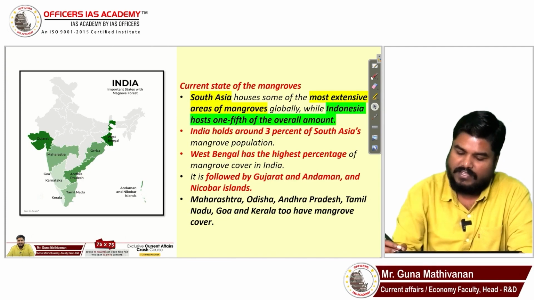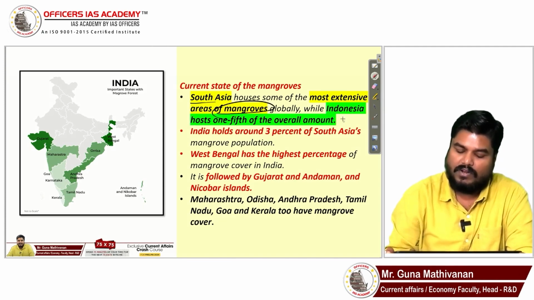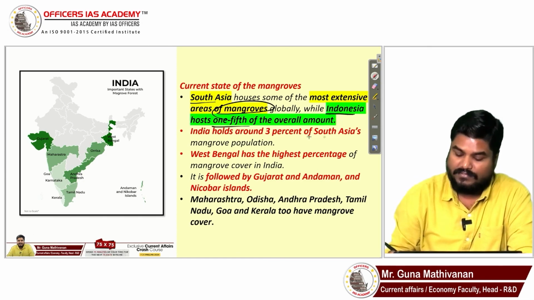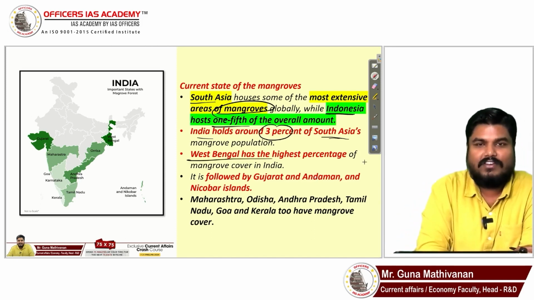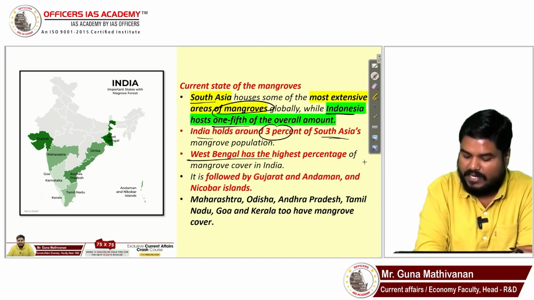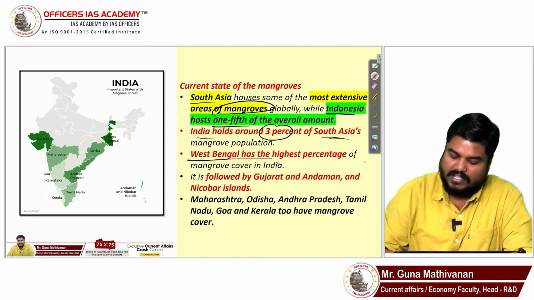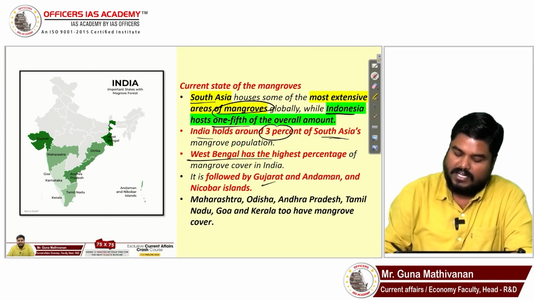In South Asia, we find the most extensive areas of mangroves. Particularly Indonesia has one-fifth of the overall. India holds 3% of Southeast Asia's mangroves. West Bengal has the highest percentage. Sundarbans is the world's largest mangrove forest region, shared by India and Bangladesh. It is found in Gujarat, Andaman, Maharashtra, Odisha, Andhra, Tamil Nadu, Goa, and Kerala.